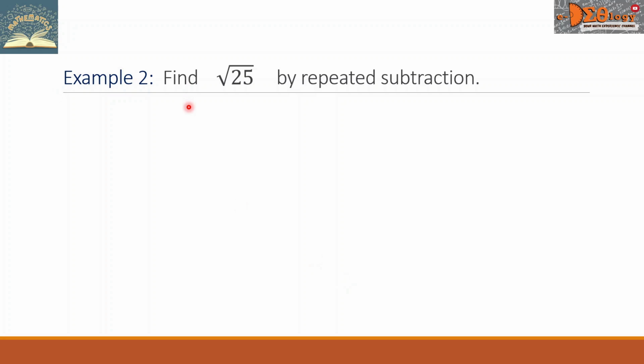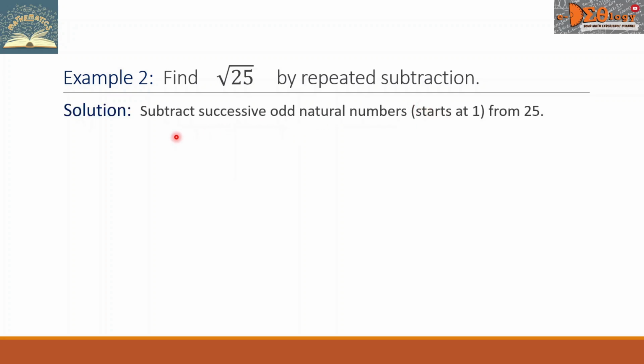Example 2. Find the square root of 25 by repeated subtraction. We subtract successive odd natural numbers that start at 1 from this number 25. This is our capital N. Then we get the value of small n from the nth step.